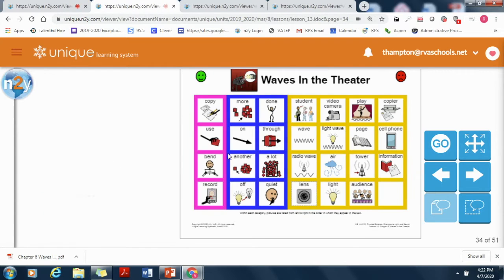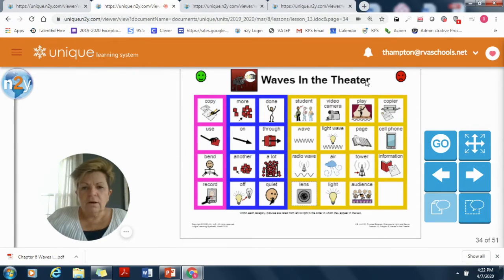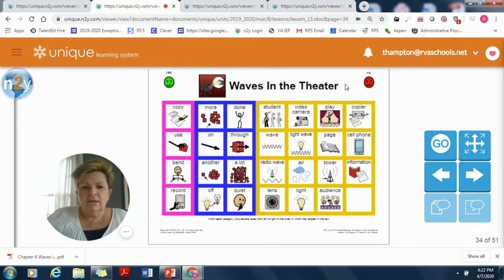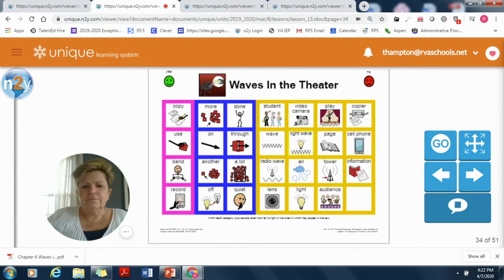All right, our augmentative device. So I think we're gonna be good. It's pretty much the same, but we'll go over it one more time. You're going to need wave, light waves, page, and cell phone. Light wave, page, cell phone.